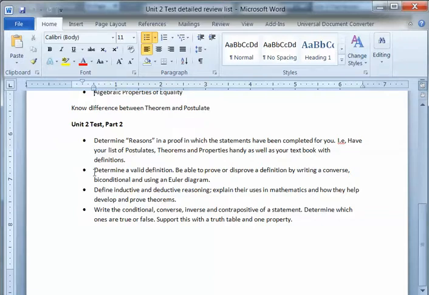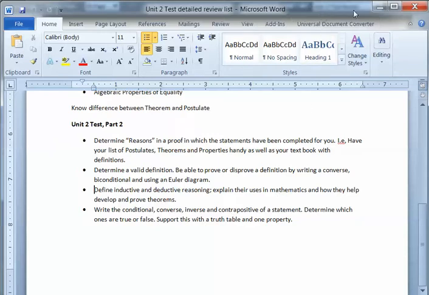Determine a valid definition, which means be able to prove or disprove a definition by writing a converse, biconditional, and using a Euler diagram. Be able to define inductive and deductive reasoning, explain their uses in mathematics, and how they help develop and prove theorems. And then write a conditional, converse, inverse, and contrapositive of a statement, and determine which ones are true or false. And for the true and false part, you're going to support this with a truth table and one property.